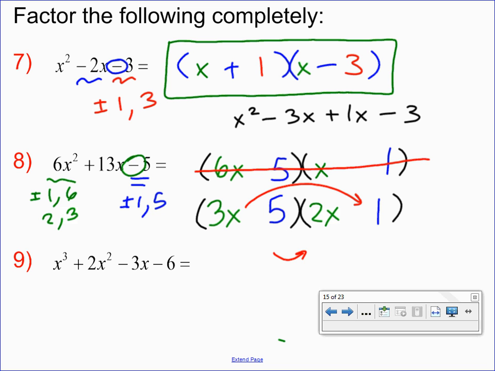Different. If my last one is negative, that means I have to have different signs. And so this can't be the same signs, positive 3x and positive 10x to get to 13x. They have to be different. So this is not the winning placement. Darn it. That's all right.